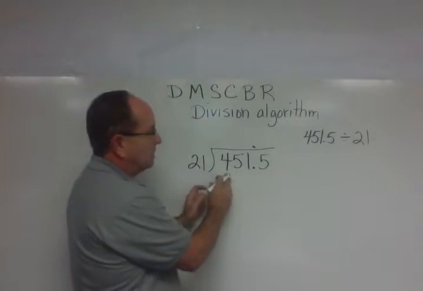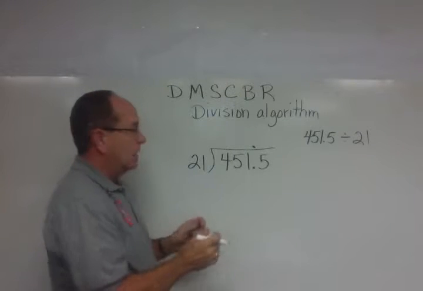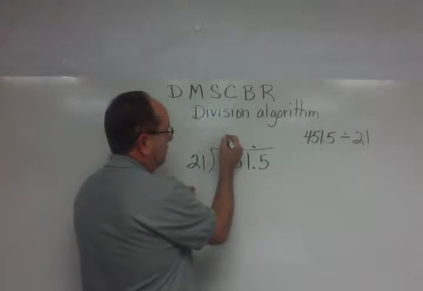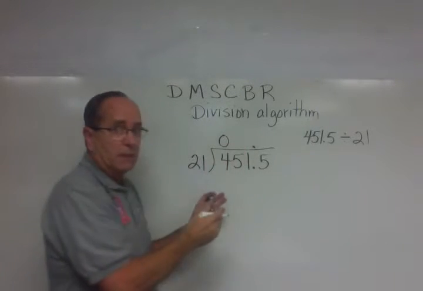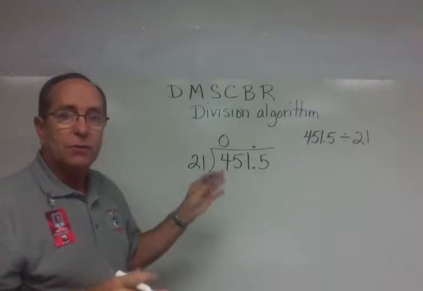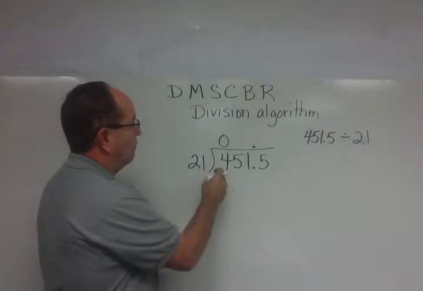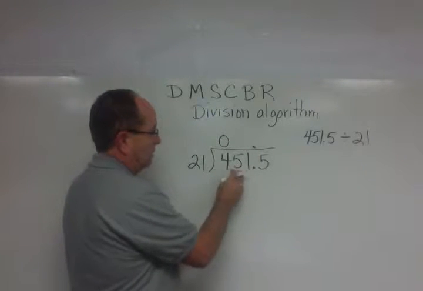Will 21 go into 4 as any whole parts? No. So then I have to look farther. Now, if I put a 0 here because it didn't go into 4, that doesn't hurt anything. You can do that so you can remind yourself, I've got to shift over to the next place. And so 45 is the number I'm looking at now.